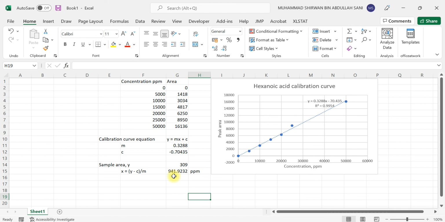By the way, this also applies to HPLC analysis. You can carry out a similar approach to identify any compound using HPLC, because HPLC also produces a peak, and from that peak you can get the area.